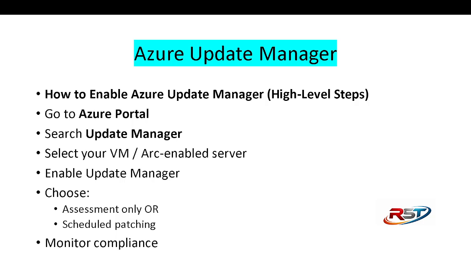How to enable Azure Update Manager? Go to the Azure portal, search Update Manager, select your VM or Arc enabled server, and enable Update Manager. So these are the steps we have to follow, and choose assessment only or scheduled patching. Both options will be there, so you have to select whatever you want.